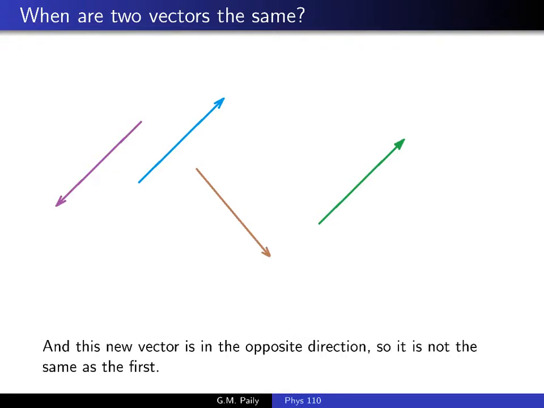Now this new vector over here has the same length, and it is certainly parallel, or more precisely anti-parallel, to the first vector. But because it is anti-parallel, okay, it's not pointing in the same direction. This one is pointing right and up, this one is pointing left and down. So it is not the same vector, it is in fact the negative of the first vector. And we'll see that in more detail later.